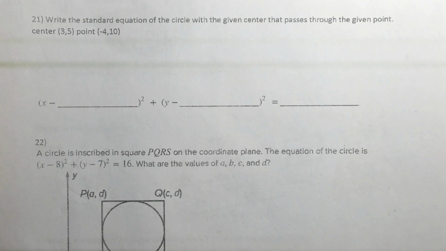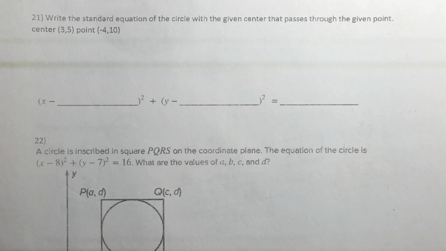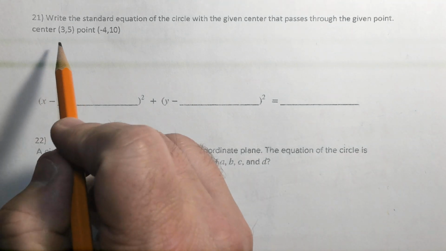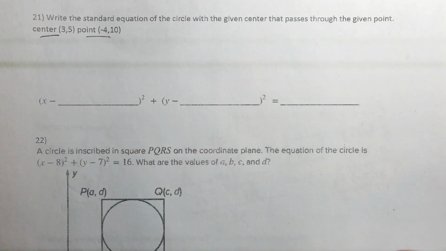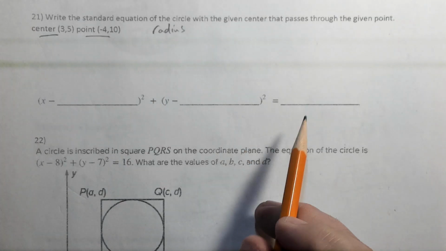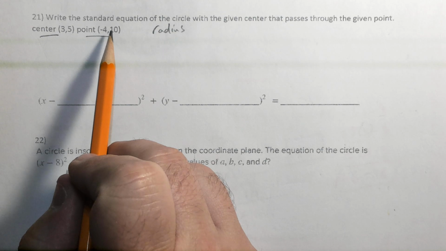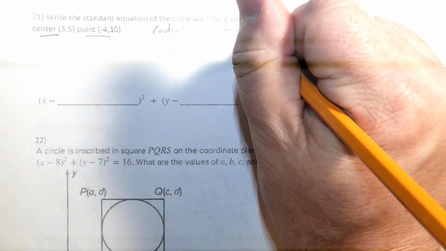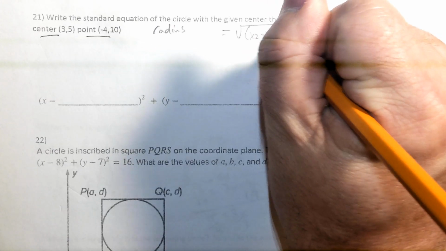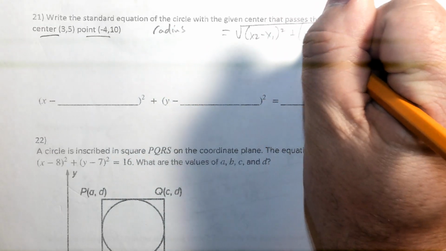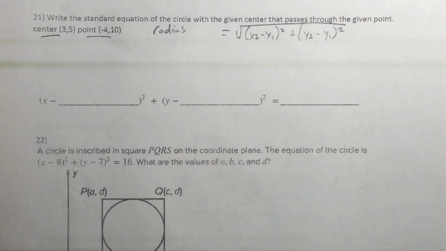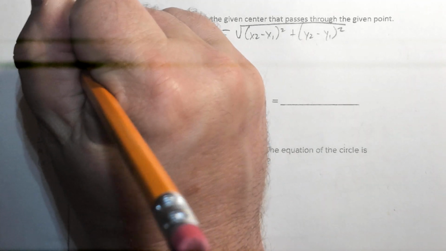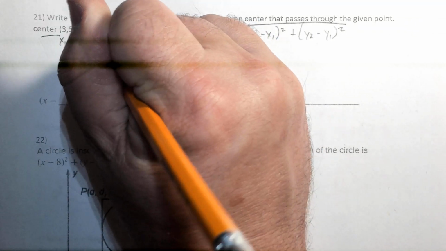Number 21. Write the equation of the circle given the center that passes through a given point. So obviously from the center to any point on the circle makes you a radius. And we need radius squared here. So to get the radius, we're going to use the distance formula. This is on your reference sheet, but I'm going to tell you anyway. Make sure you don't keep it in your pocket. Your center is always going to be your x1, y1. Your other point, your x2, y2.